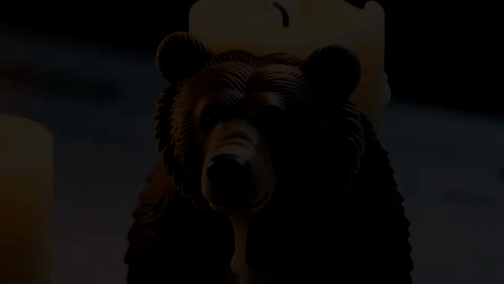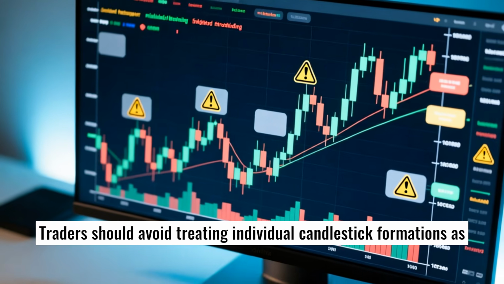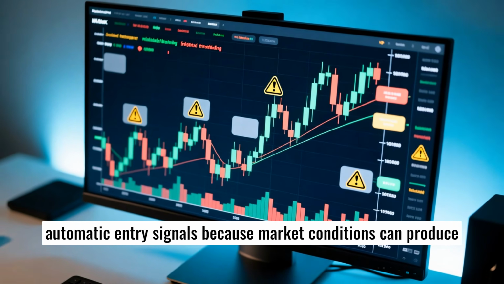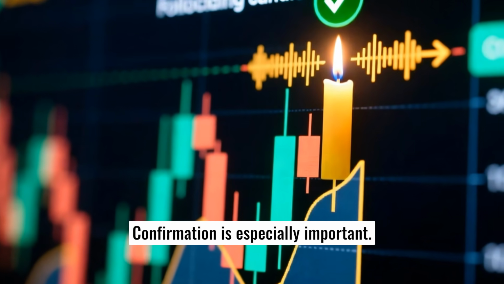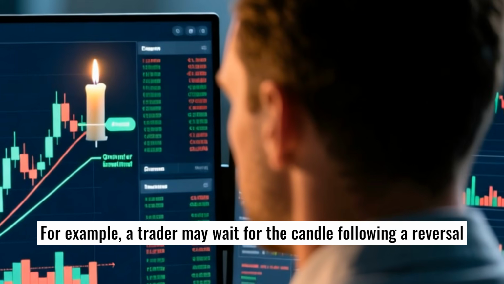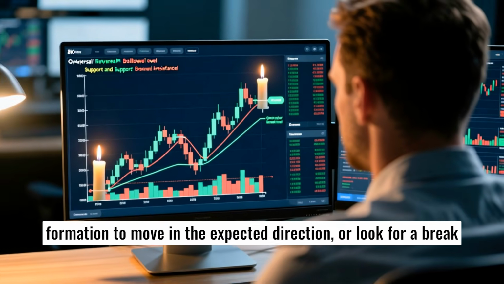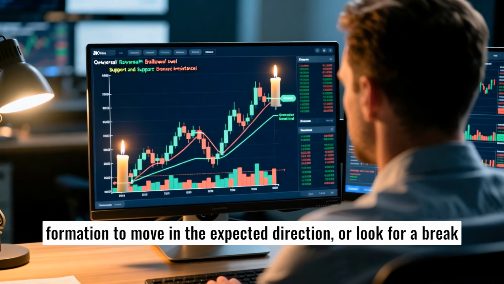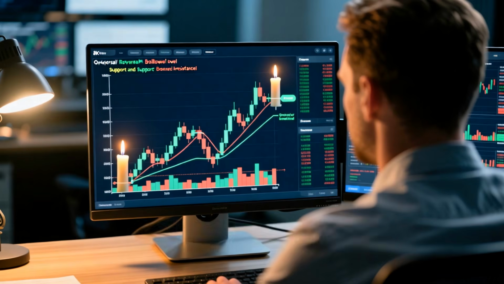pressure. Traders should avoid treating individual candlestick formations as automatic entry signals because market conditions can produce false reversals. Confirmation is especially important. For example, a trader may wait for the candle following a reversal formation to move in the expected direction, or look for a break of a nearby support or resistance level.